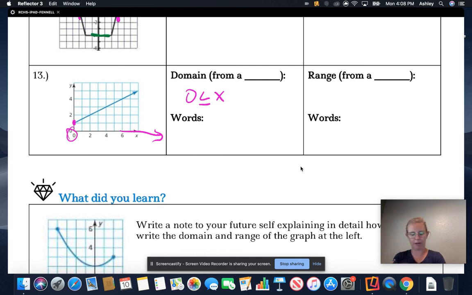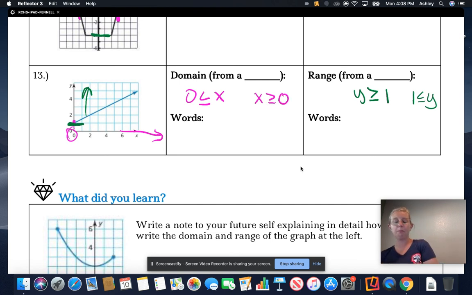All right, let's talk range. My minimum is right here. And my max is going to keep going and going up. So y has to be greater than or equal to 1. And it doesn't matter how you write this. You could also write 1 is less than or equal to y. And over here, we could write x is greater than or equal to 0. Those are exactly the same. Order doesn't matter for that.